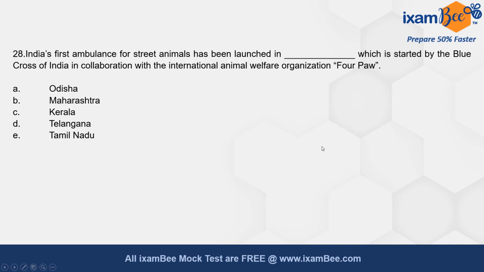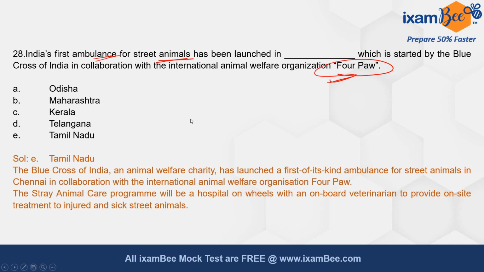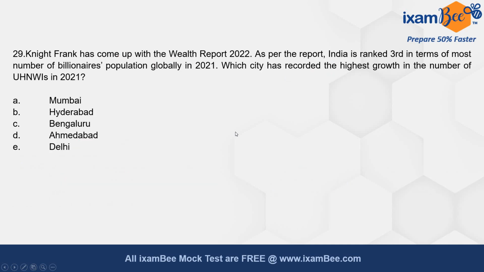Here is the next question. India's first ambulance for street animals has been launched in which place? It was started by the Blue Cross of India in collaboration with the International Animal Welfare Organization FOUR PAWS. Now you have to tell in which state the ambulance for street animals was started. Yes, the answer is Tamil Nadu.